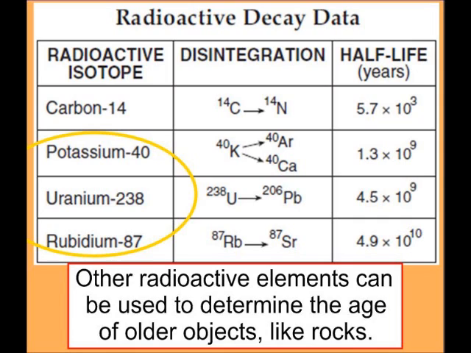On page 1 of your reference table, you can see the other radioactive isotopes are potassium-40, uranium-238, and rubidium-87. And it shows in the disintegration column what they turn into, and then in the half-life column how long it takes for half of that sample to decay.